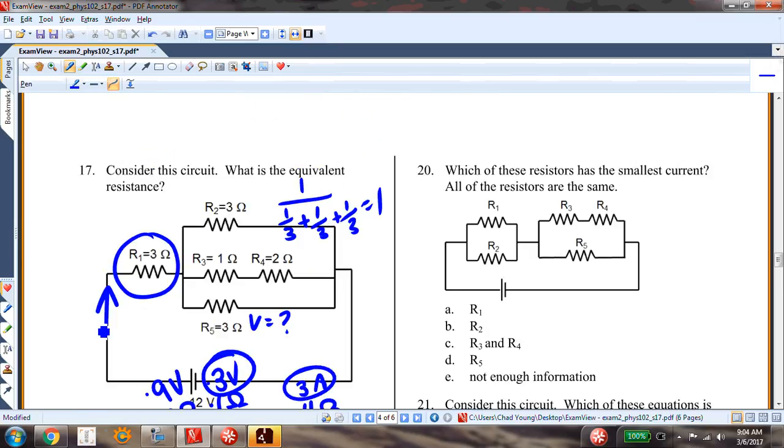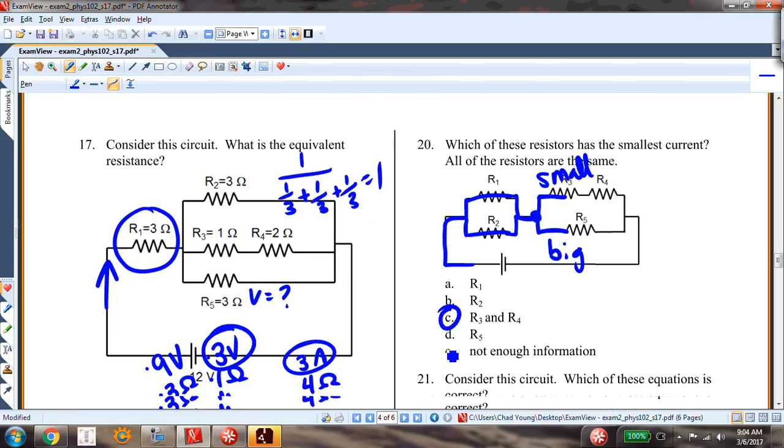Which of these resistors has the smallest current? Alright, so the current comes here, it splits in two, going here and here. It splits evenly, and then it comes back. Come here, it splits up. I get two different currents: a big current and a small current, because the top branch has a bigger resistance to the flow of electricity. So the smallest current is C.